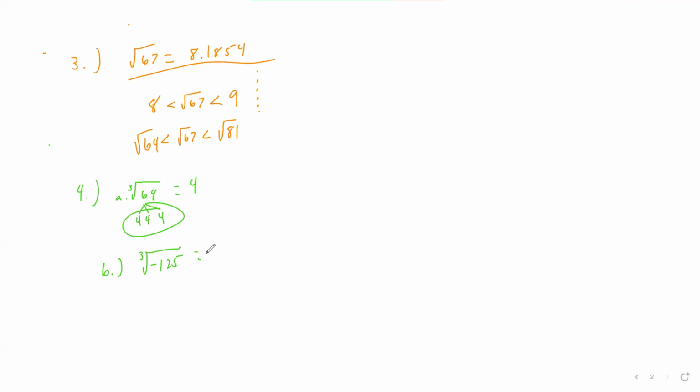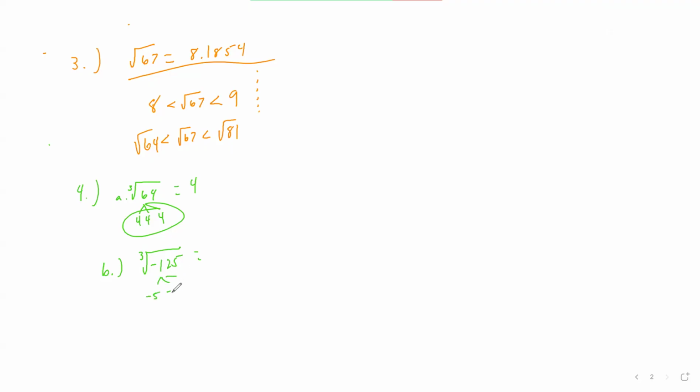What is it? Any other answers? Yes, the cube root of negative 125 will be negative 5. So with square roots, we couldn't have a negative inside. With a cube root, you can actually have a positive or a negative. And here's the reason why.